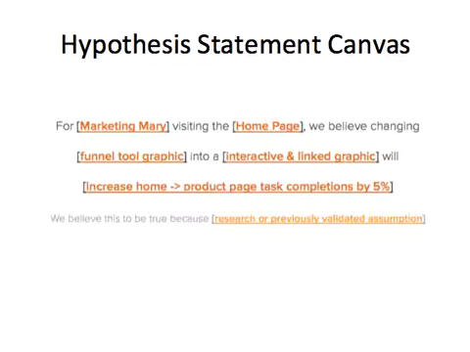We believe that changing the funnel tool graphic, that's the thing that you want to change, into an interactive and linked graphic, that's what you want to change it to, will increase the home to product page task completion by 5%. So that's the metric that you want to track. And then it says, we believe this to be true because of research or previously validated assumptions. So that's why you think that this might be true.